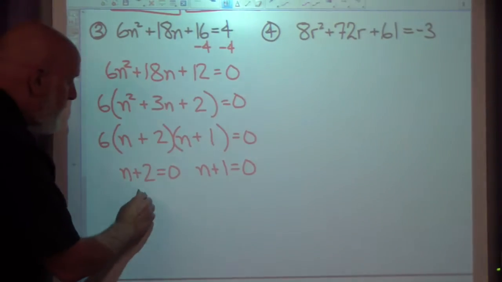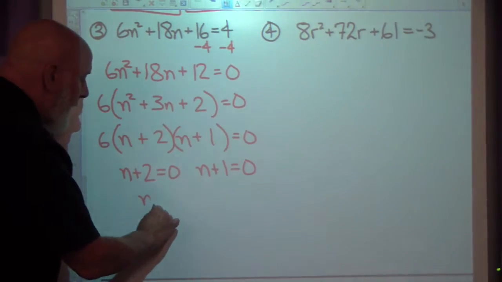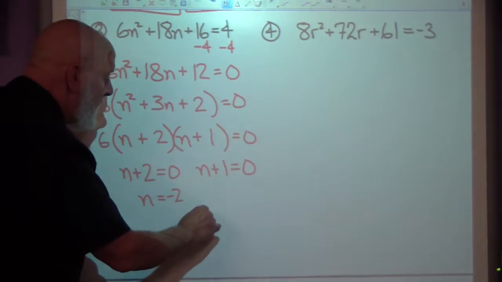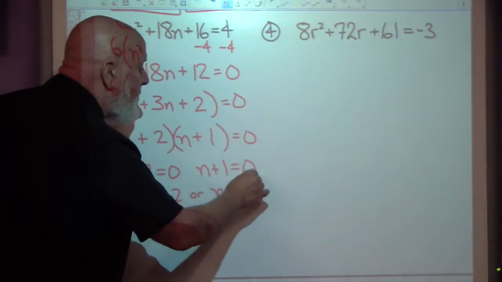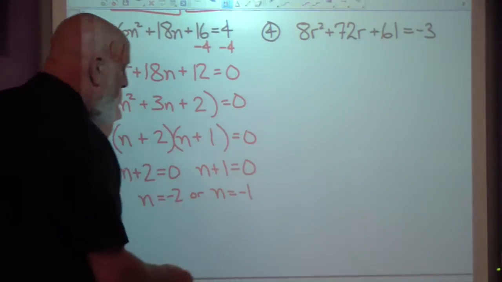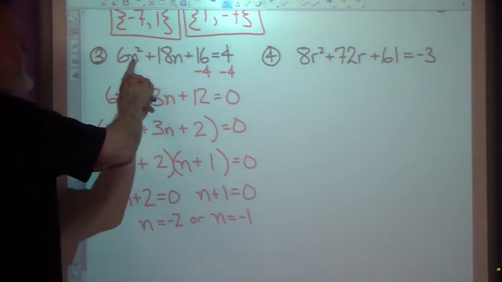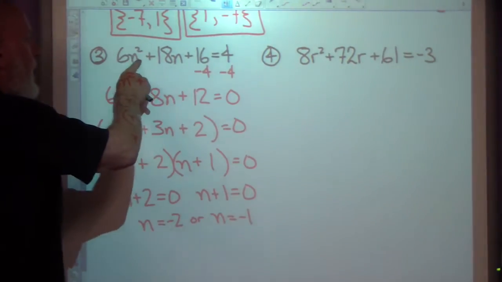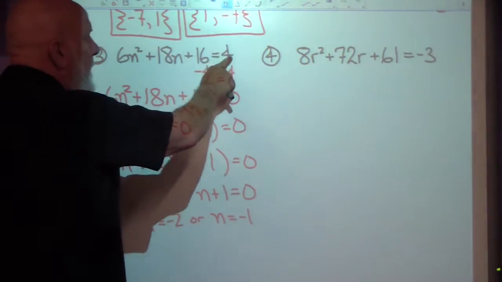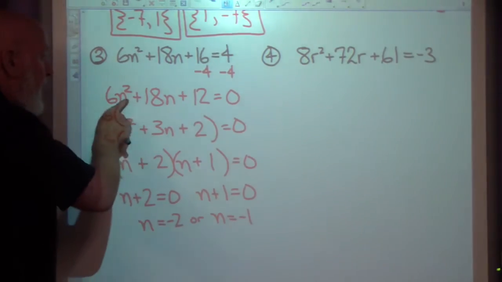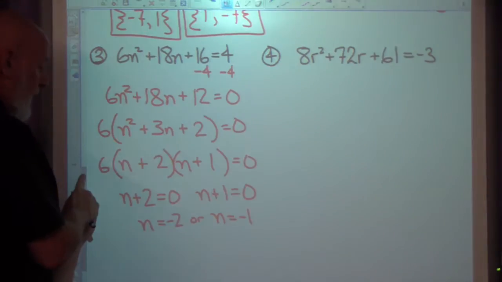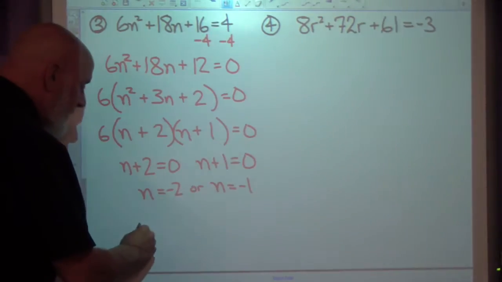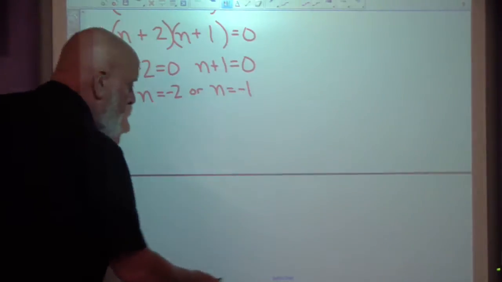Now solve. Subtracting 2 from both sides will yield n is equal to negative 2. Or n is equal to, subtracting 1 from both sides, negative 1. Those are our two solutions that will make this equation true. If I plug in a negative 2 here and here, do the arithmetic, I'll get 4. Or I could plug it in here and here, and since I've subtracted that, I will get 0, depending on where I plugged it. And these solutions could be written in set notation.